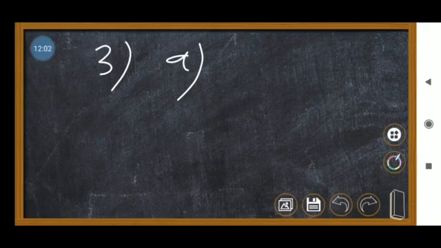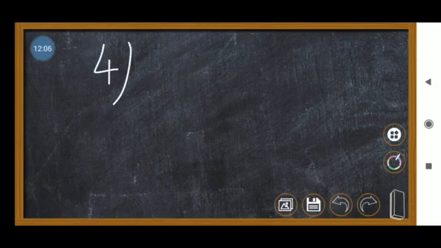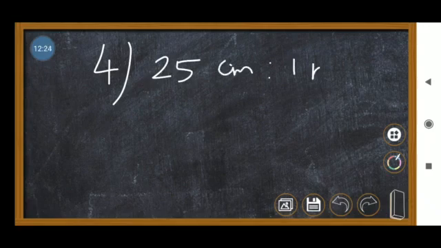Question number 4: determine whether the following ratios form a proportion. Also write the middle terms and the extreme terms, and say whether the ratios form a proportion or not. Okay, so the first one, in the same way. For example, in the A problem, 25 centimeter to 1 meter is given, and 40 to 160.